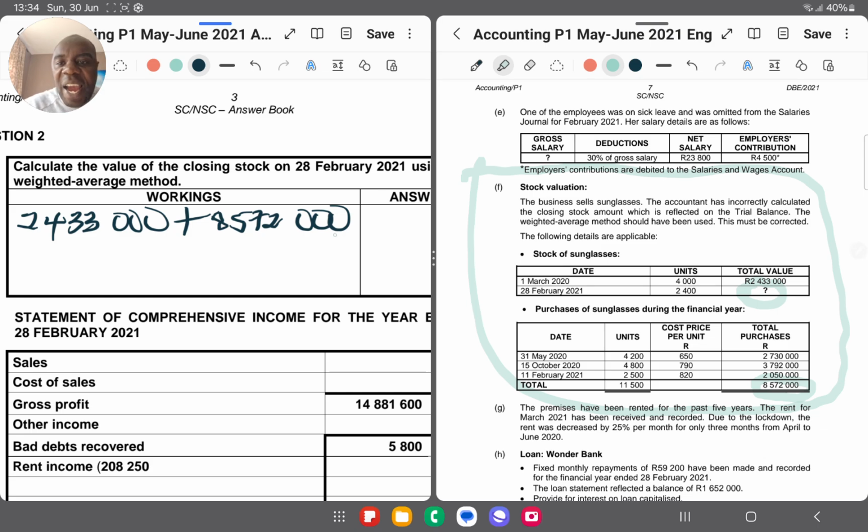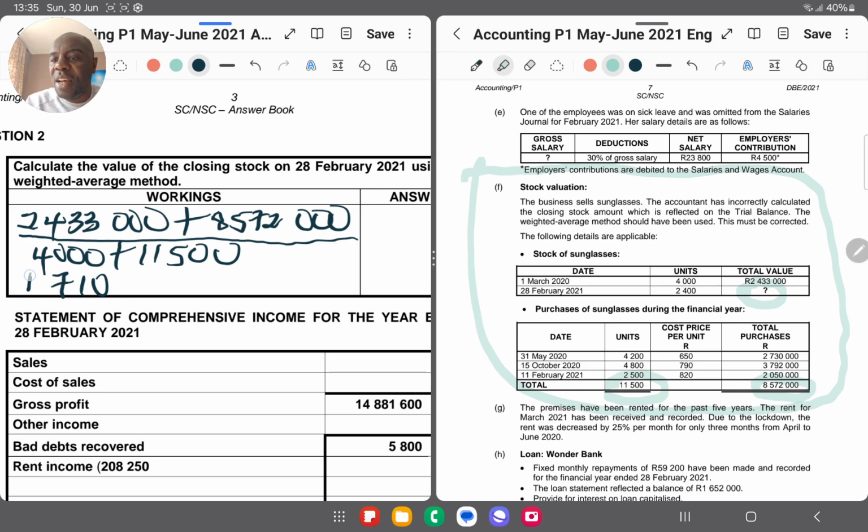Since I'm calculating an average, I have to divide everything by the total quantity of stock that we had. So the 2,433,000 is the 4,000 units, plus the 8,572,000. The total quantity is given here as 11,500. Then I say plus 11,500. Then I put these numbers in my calculator: 2,433,000 plus 8,572,000 divided by the total quantity, which is 15,500. And then I'm going to get something like 710 rands. So it means that our stock on average cost us 710 rands per unit.